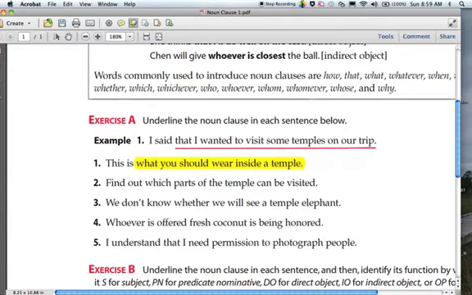Good. Remember, function is what it does. Part of speech is what it is, noun. Function is what it does. Direct object, indirect object, subject, etc.